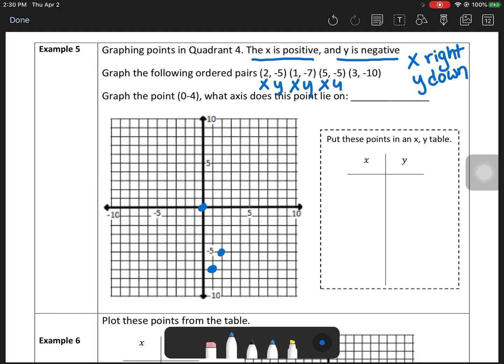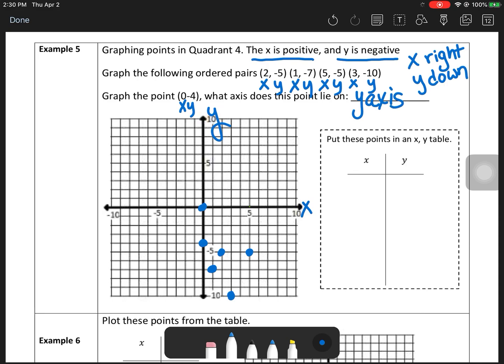Then we're going to do 5, -5. Put your pencil again on the origin, go 5 to the right and 5 down. Then we're going to go 3 to the right and 10 down. The last point, 0, -4, means that we're not going to go left or right, but we're just going to go 4 down. And that point is going to be right on the y-axis.